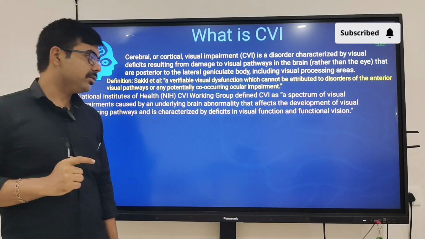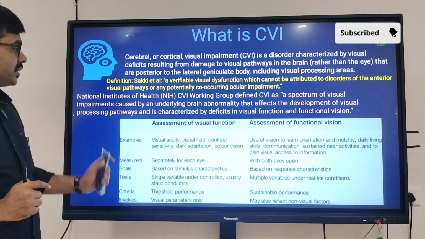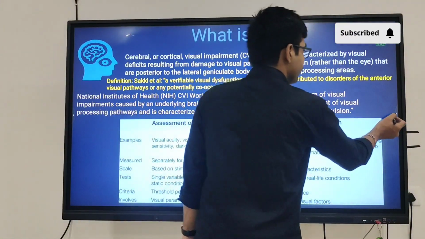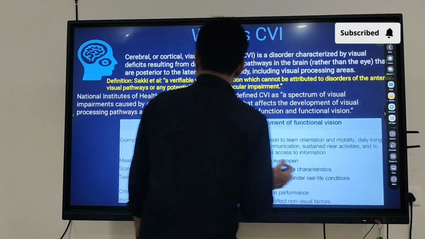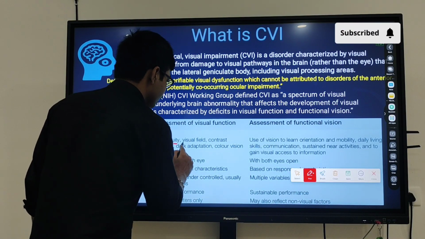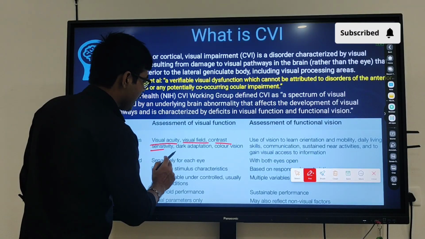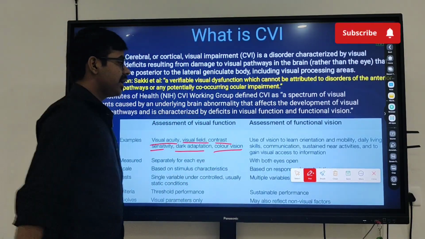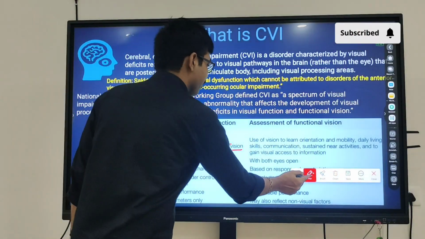What are the visual functions? Visual function we can see here: visual acuity, visual field, contrast sensitivity, dark adaptation, color vision. These are the assessments of visual function.